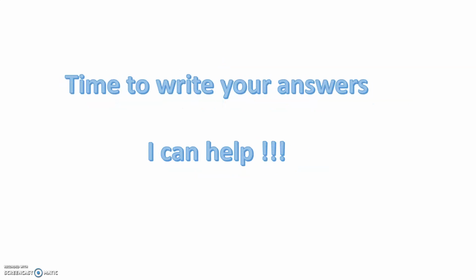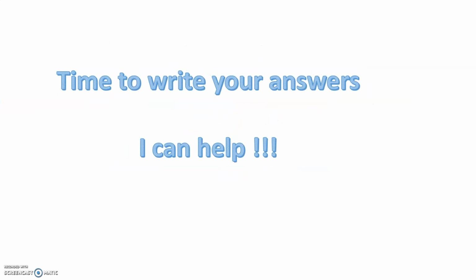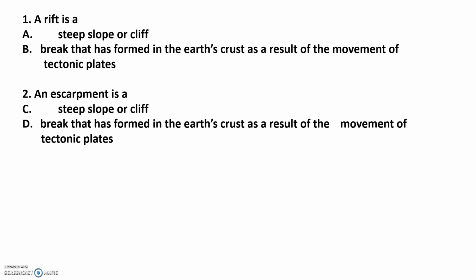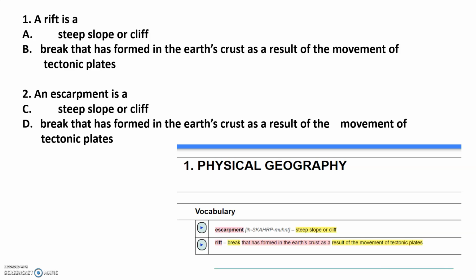By now you should have your paper. Your paper should be numbered WG 10-1. World Geography, Unit 10, Lesson 1. Okay, so let's get started. Number 1. A rift is a what? Number 2. An escarpment is what?